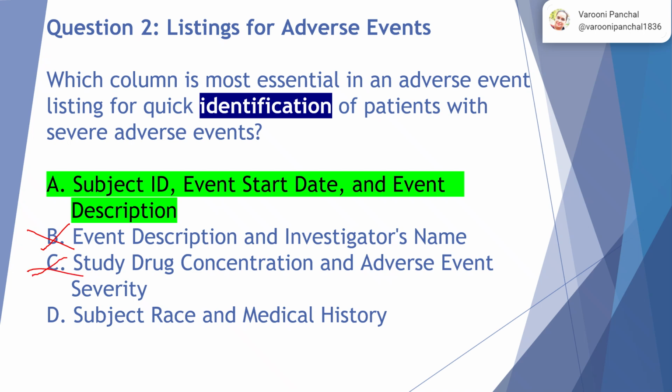Option D says subject race and medical history. Again the subject race and medical history can be the same for more than 2 or 3 records. Hence you cannot uniquely identify a specific patient for having severe adverse events. So the correct answer is option A, subject ID, which is unique, event start date, which is again unique because you have date, time and seconds, and the event description, right?